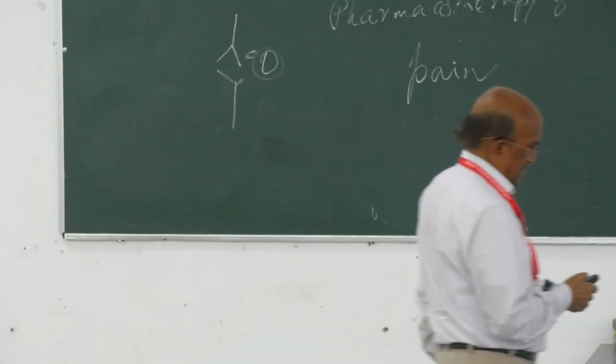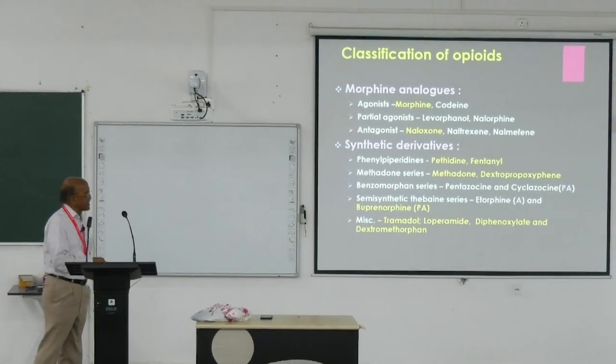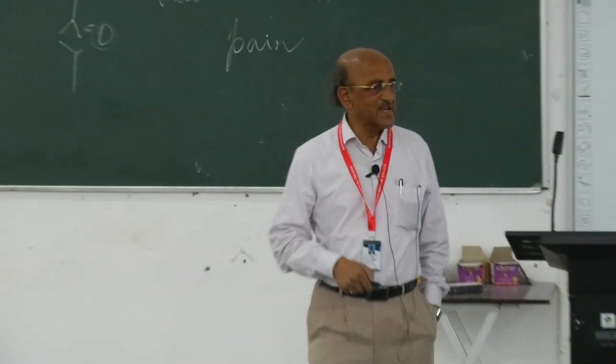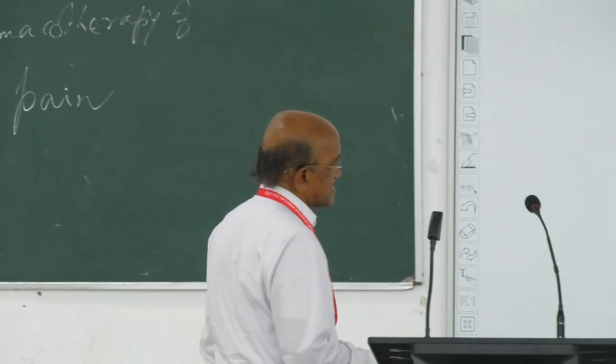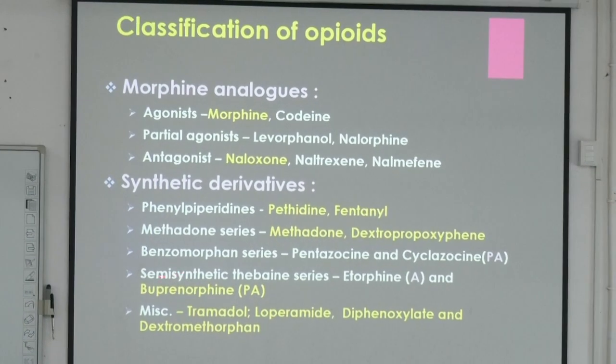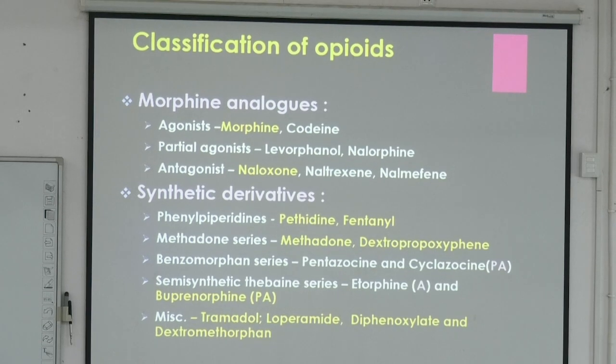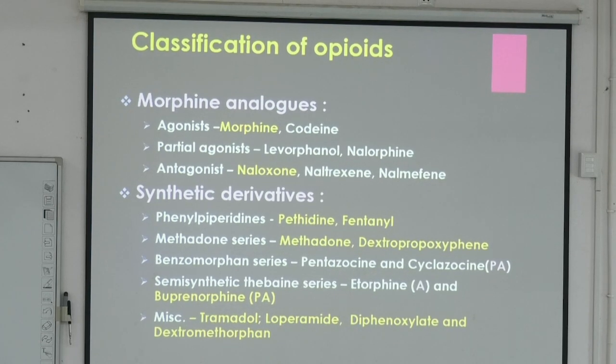That's why here morphine; in the antagonist, naloxone; in the phenylpiperidine synthetic group, pethidine, fentanyl, mostly fentanyl, remifentanil; and in the methadone series, the most important drugs are methadone and dextropropoxyphene. Benzomorphan series is pentazocine and cyclazocine. Why pentazocine has been withdrawn or not used nowadays, we have to know. And next is the semi-synthetic derivative, the partial agonist buprenorphine. And there are miscellaneous drugs.